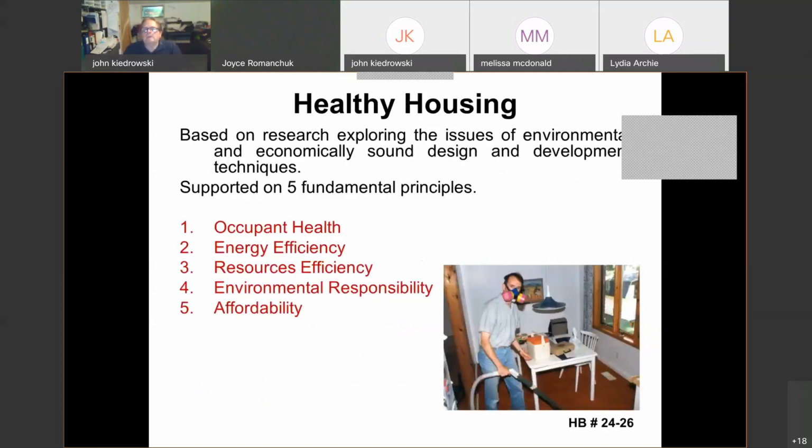Well, we talked a little bit about air quality, and we have to think about things such as healthy housing. It's based on research exploring the issues of environmentally and economically sound design and development, supporting five basic fundamental principles. As we can see here: occupant health, energy efficiency, resource efficiency, environmental responsibility, and affordability. And again, these are basically the healthy housing concept taken from Canada Mortgage and Housing Corporation.